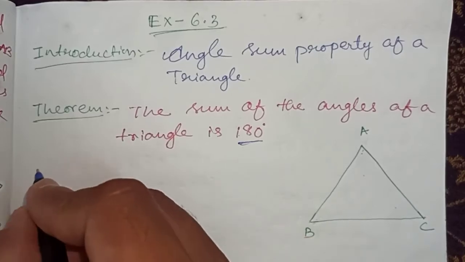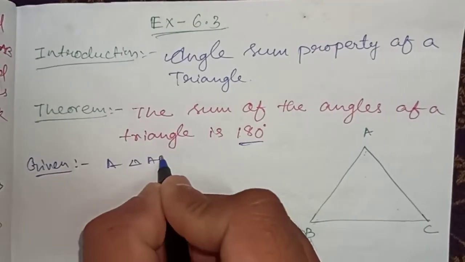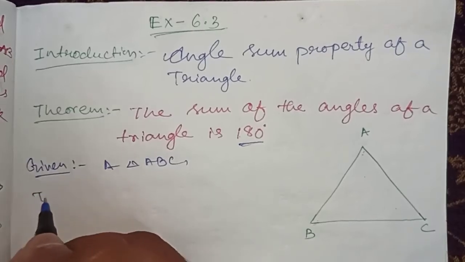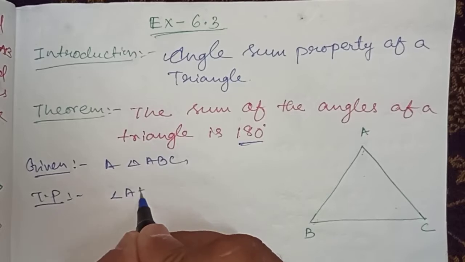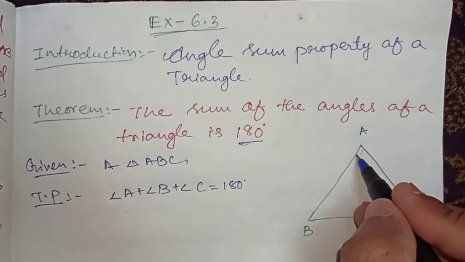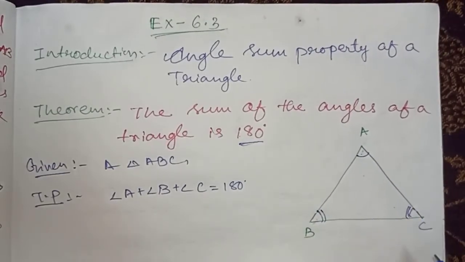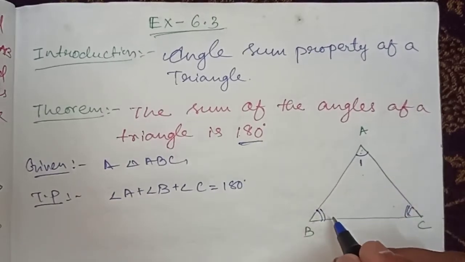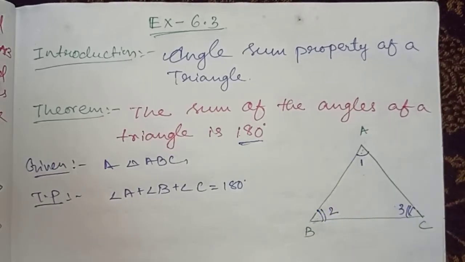We have to prove it. First of all I will write: given a triangle ABC. In the question it is given a triangle ABC. We have to prove, TP means to prove, angle A plus angle B plus angle C equals 180 degrees. Okay, I will mark some numbers here. Suppose this is angle 1, angle 2, angle 3.